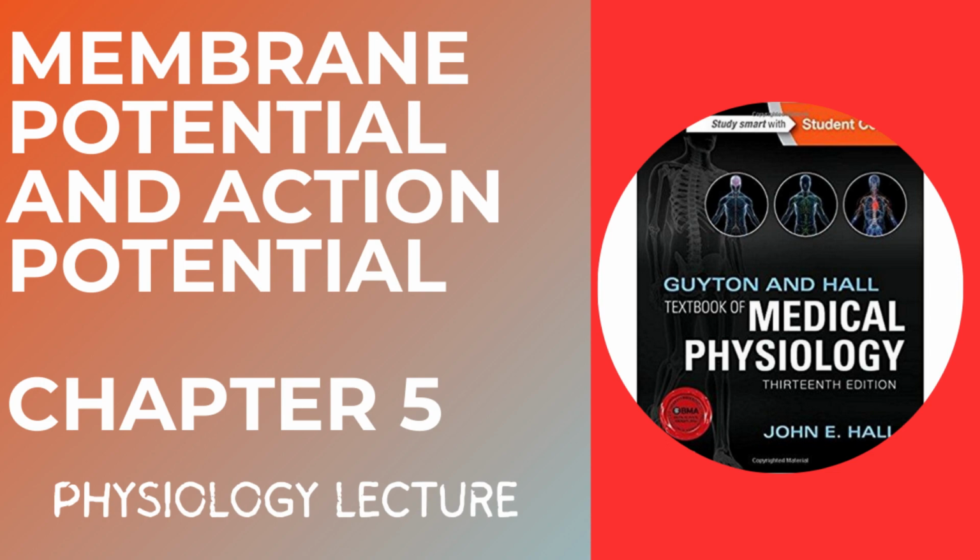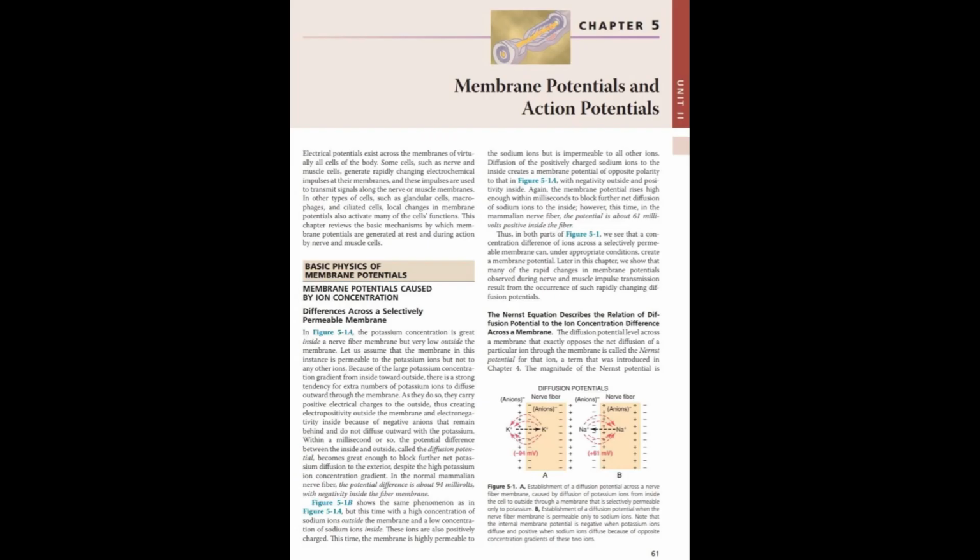So let's start. Electrical potential exists across the membrane of virtually all cells of the body. Highlight this line. Some cells, such as nerve and muscle cells, generate rapidly changing electrochemical impulses at their membrane, and these impulses are used to transmit signals along the nerve or muscle membrane. In other types of cells, such as glandular cells, macrophages, and ciliated cells, local changes in membrane potential also activate many of the cell functions. Just highlight till functions.